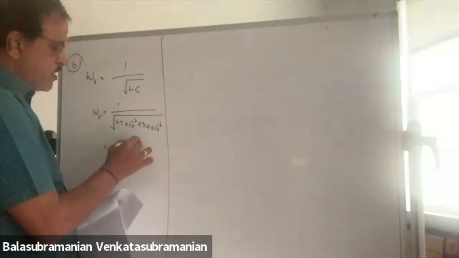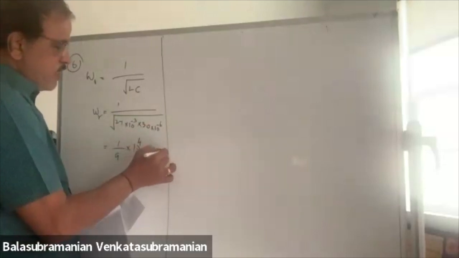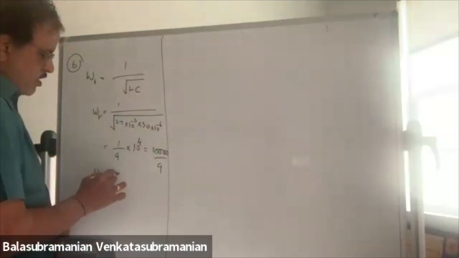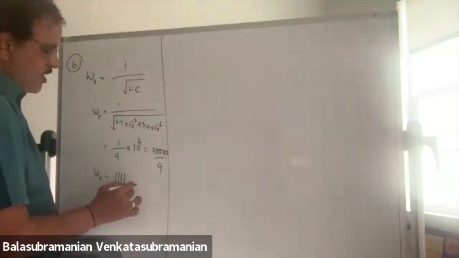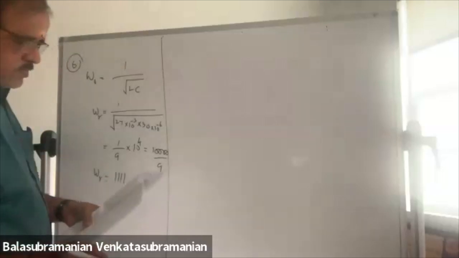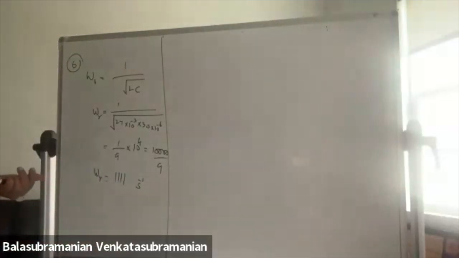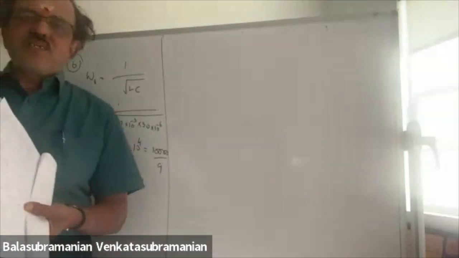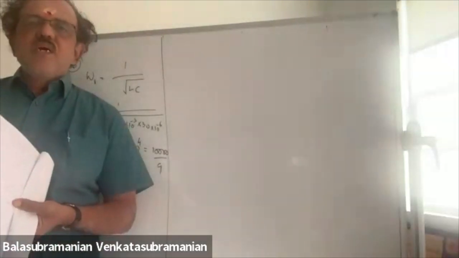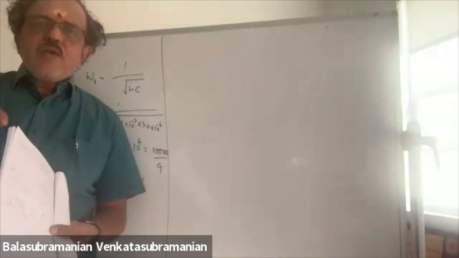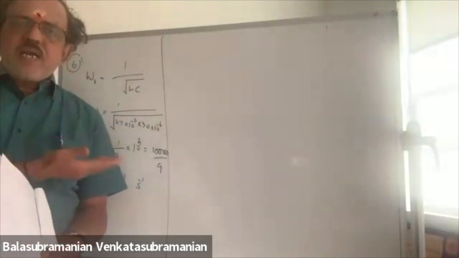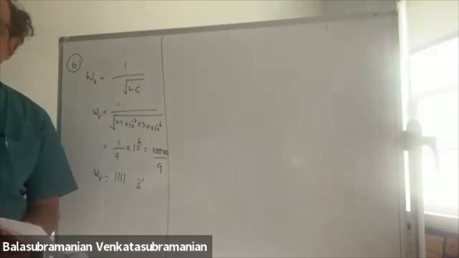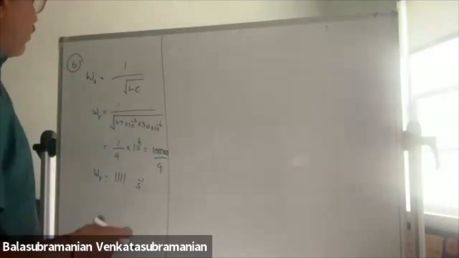Numerator 10 power plus 4. 10,000 by 9. That is 1111 radian per second. This is resonant angular frequency. In the same question, if resonant frequency is asked, we have to write 1 by 2 pi root of LC, or omega by 2 pi. Omega we have calculated, by 2 pi will be the answer. Okay. Fine. Next.